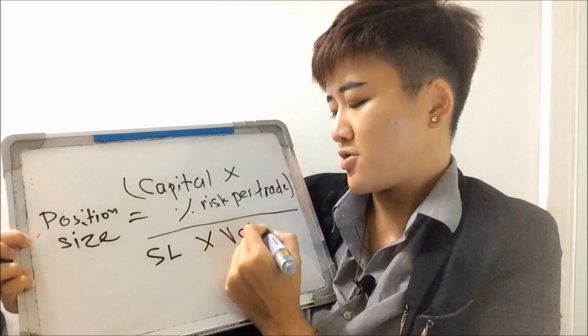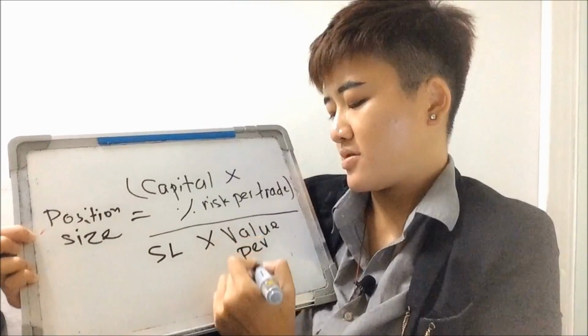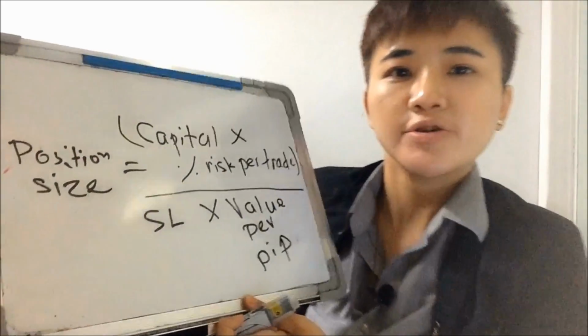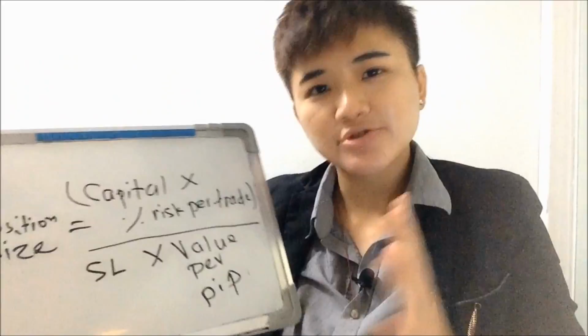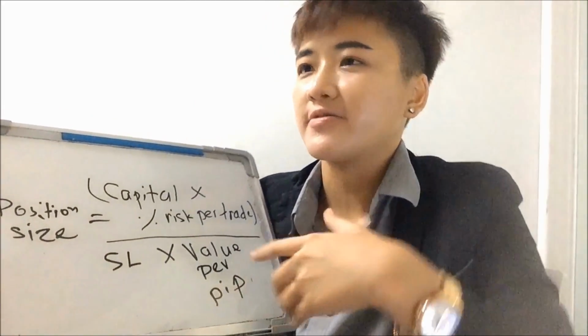Times value per pip. By now you've already watched my video on pips. Different currency pairs have different value per pip. If you haven't watched that video, go check it out, otherwise this will get you a bit confused, because you need value per pip to calculate your position size. The good news again is you don't need to calculate manually. There are a lot of online calculators.